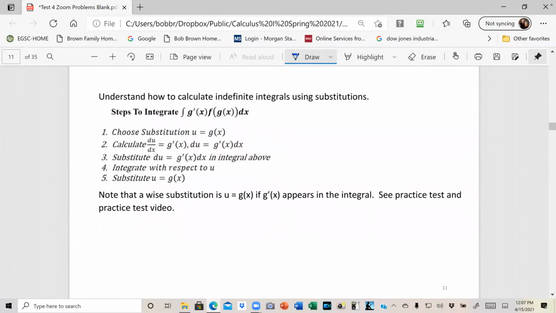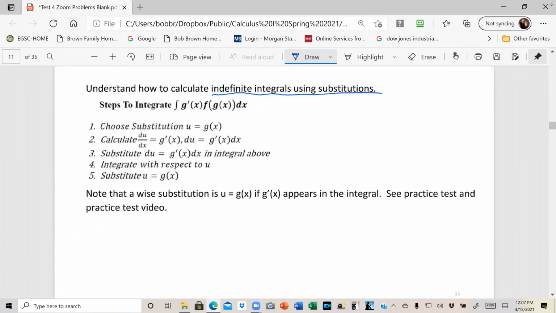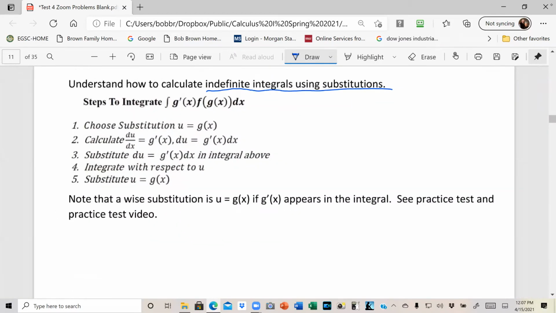Next, we're going to talk about and show some examples later about how to calculate indefinite integrals using substitution. This is when you might have a complicated looking integral, and you're not sure what the antiderivative is. So you don't know what the antiderivative is.